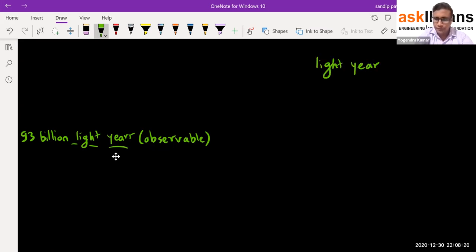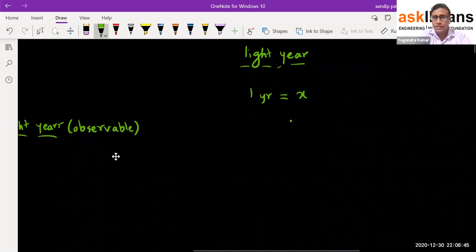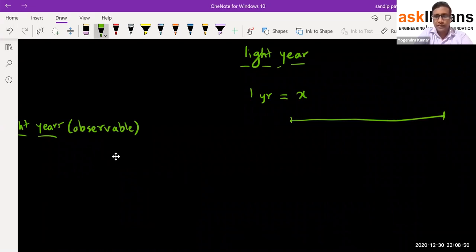Light year is the unit of distance. The meaning of that is the distance traveled by light in 1 year. What I'm saying is, we already know 1 year is 365 days, the whole year. So consider that the light starts from this point; what distance will it travel in one whole year? Time is given as 1 year.